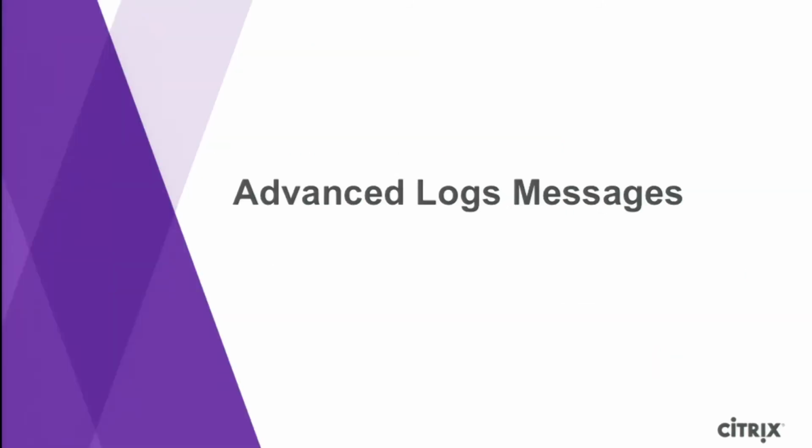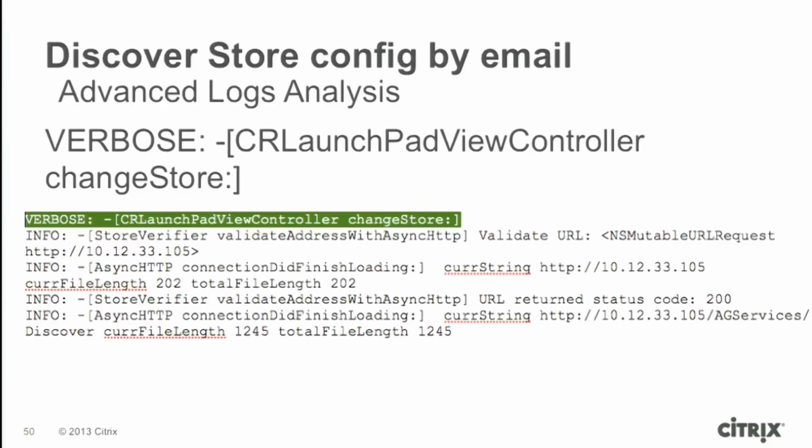Now we're going to go through a series of scenarios and the messages that you may see in the advanced logs. So in this case, the user discovered the store configuration by entering an email address. This prompted a change store message that indicated the store configuration has been saved on the receiver.